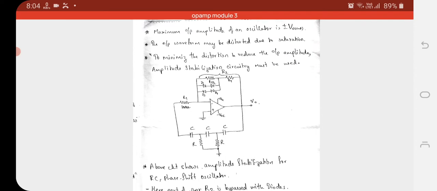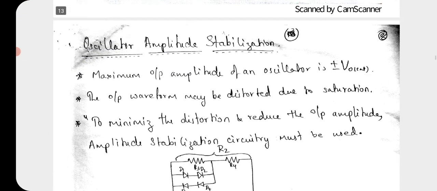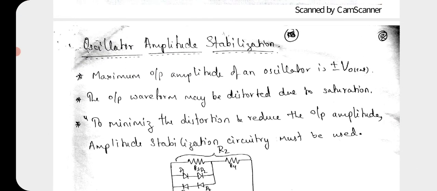Now I will go to that topic. This is your topic, and this is a very important topic for your exam. Oscillator amplitude stabilization. This is the heading for your topic.